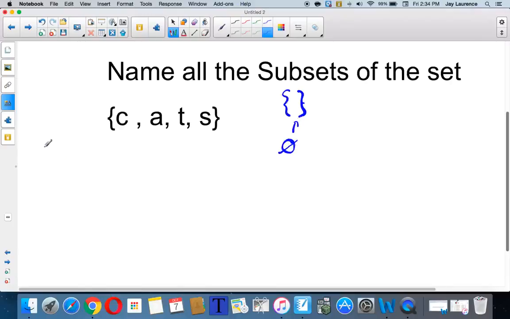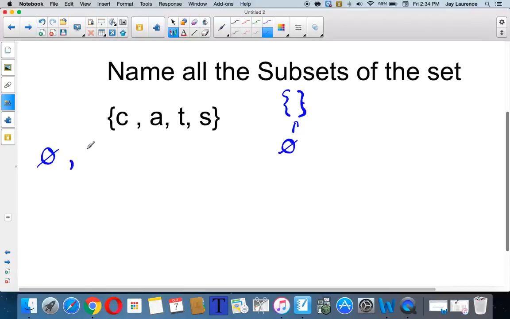So the first subset I'm going to list is this. It's kind of like if there were 4 letters in a hat, C-A-T-S, and you had the chance to pick one out, and you chose not to pick one out. Okay, you had your turn, but you chose not to take it. That's the empty set. Your hand would be empty. You didn't pick anything out. The empty set is a subset of every set.